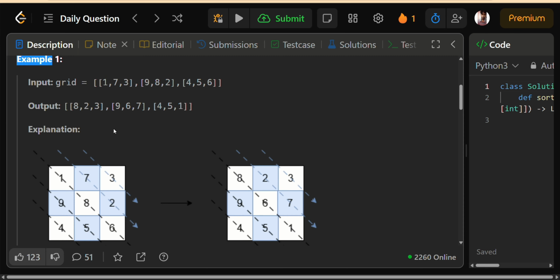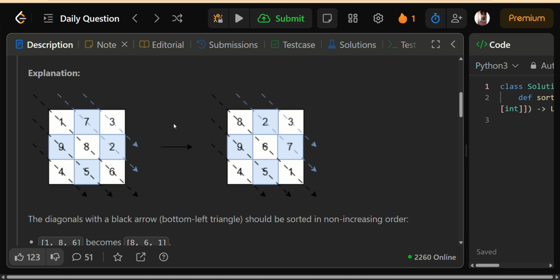Suppose the input matrix. If we focus on the top right diagonals, like the one starting at 0, 1, we collect the numbers 7, 2. Sorting them in ascending order gives 2, 7, which we then put back. Similarly, for the diagonal starting at 0, 2, the number 3 remains unchanged since it's just one element.